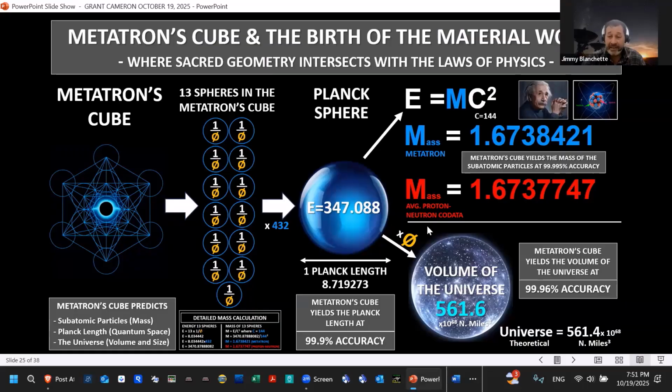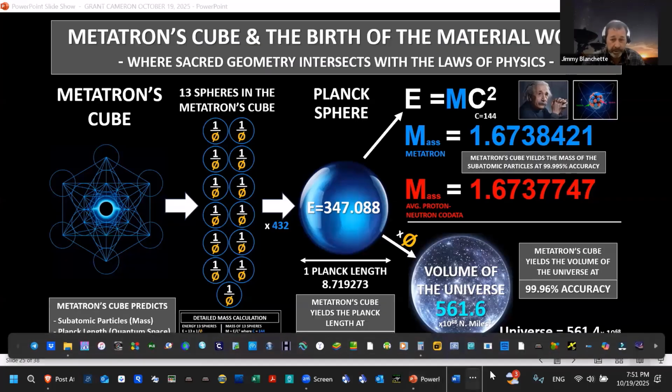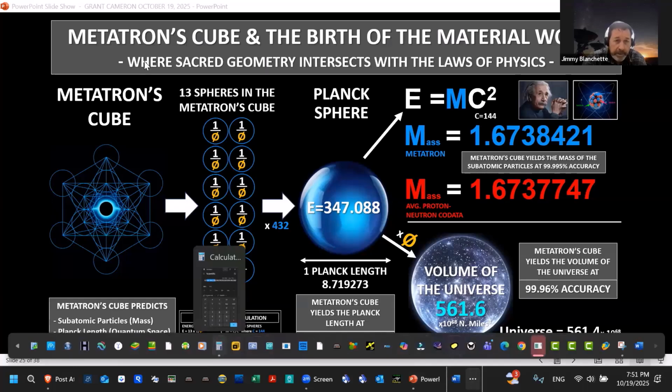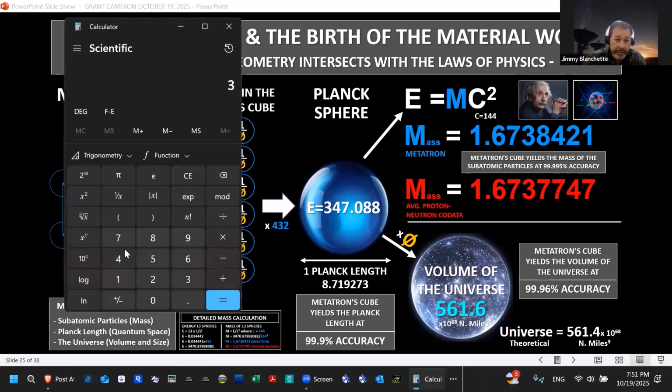This is stunning. In addition, we can go even further, and this is mind-blowing to me. If we take that volume energy of 347.088 and scale it up by one golden ratio, essentially multiplying it by 1.618, I'm going to do it on the screen because it's really simple. So let me take the calculator here. 347.088 times 1.618, and we get 561.6. You see that number.